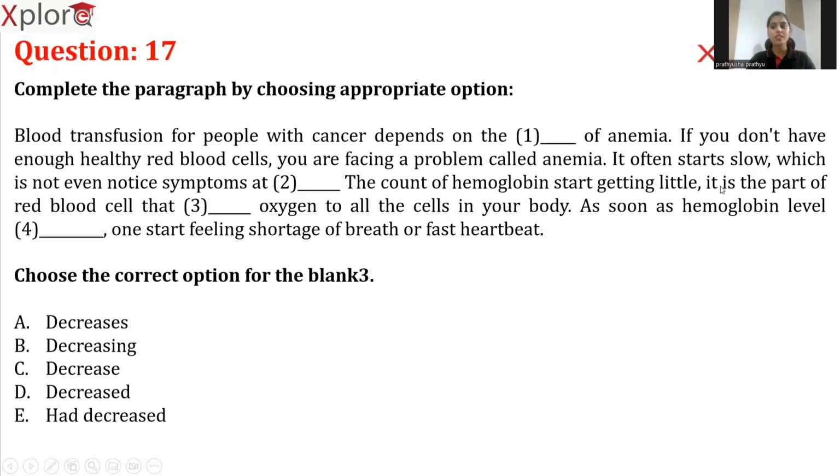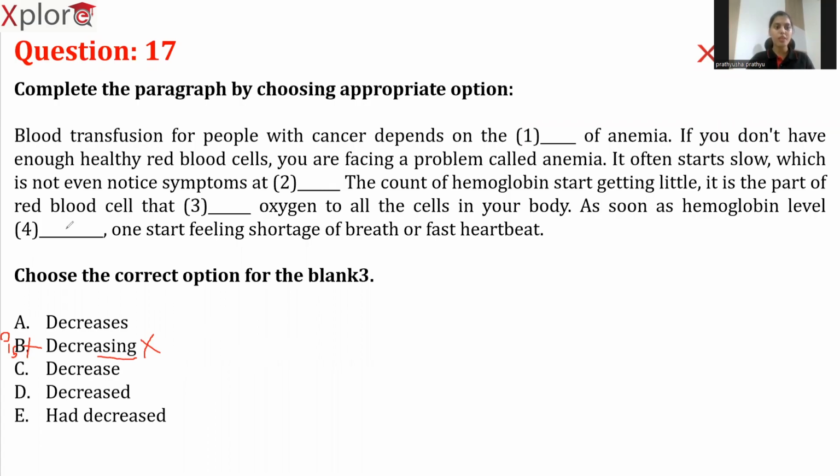Next, as soon as hemoglobin level blank, one starts feeling shortage of breath or fast heart rate. So now, as I told you before, you cannot use option B. Just now I have told you in the previous example, whenever you use an ing form, before that, you should use is or was, whatever the helping verb it is, based on the tense. So ing forms are followed by is or was or are.